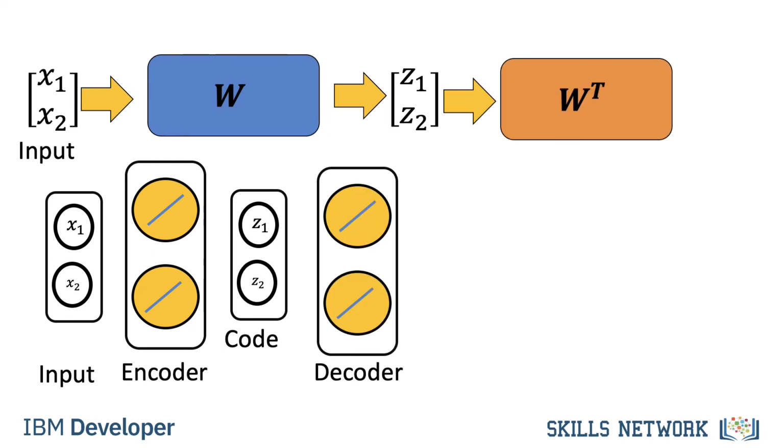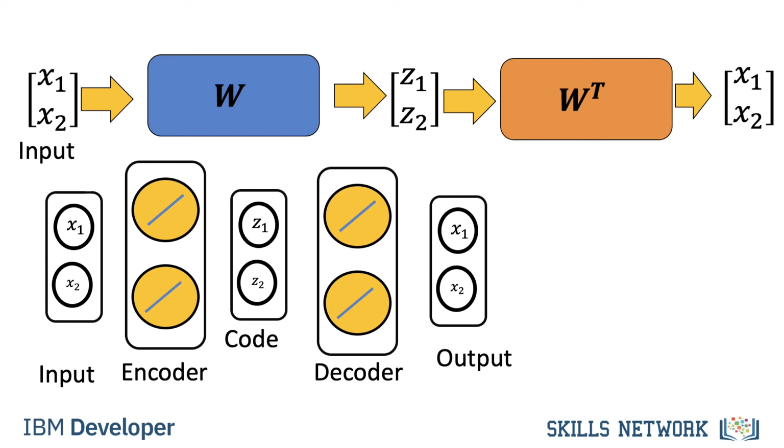We have the decoder. This time the columns are the neurons. Each neuron has a dimension of 2. The output of the decoder is the vector.